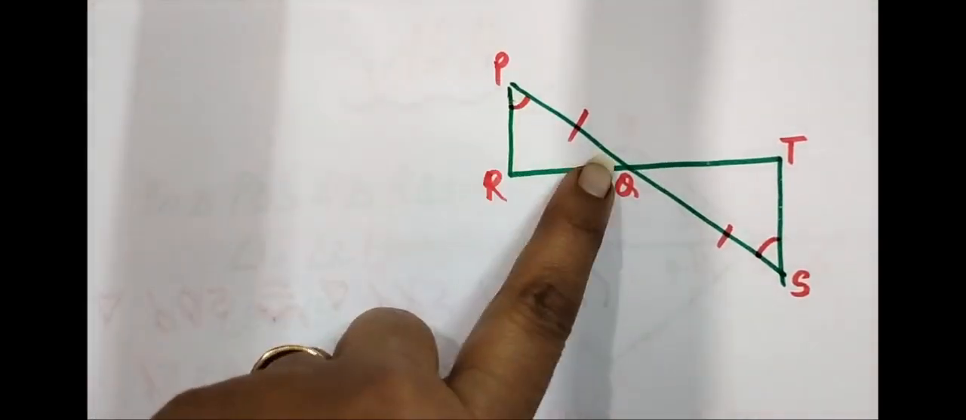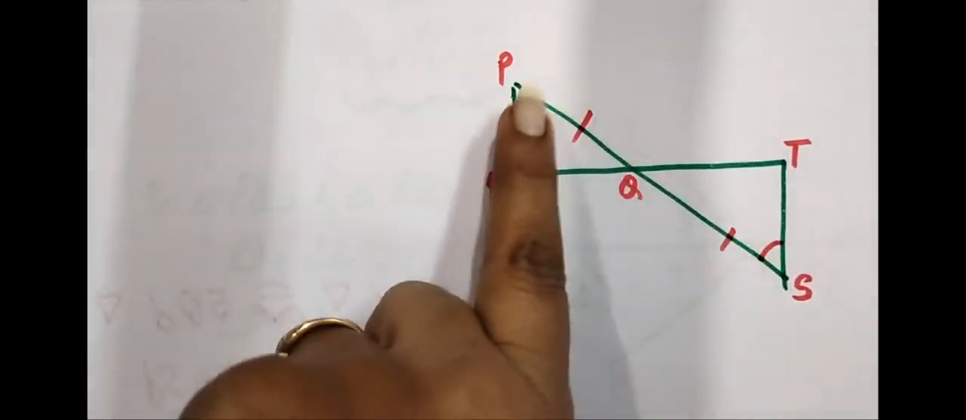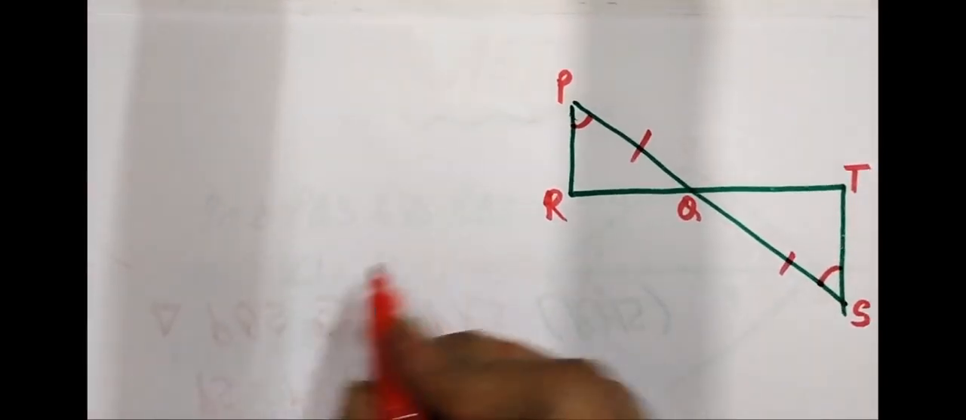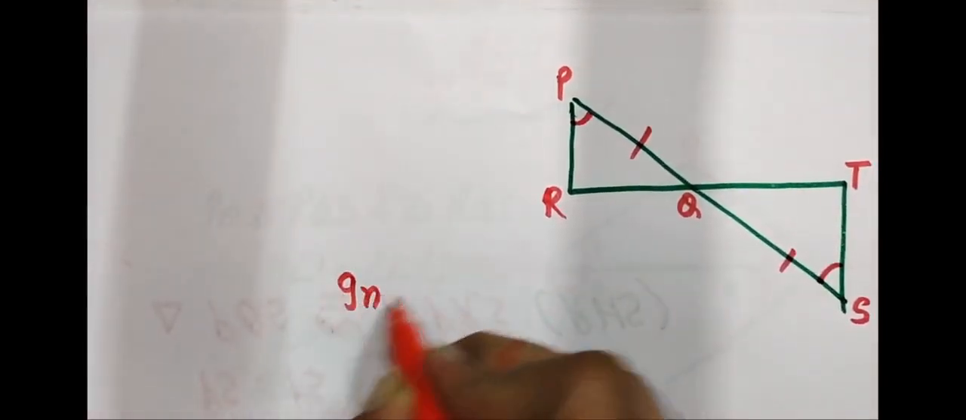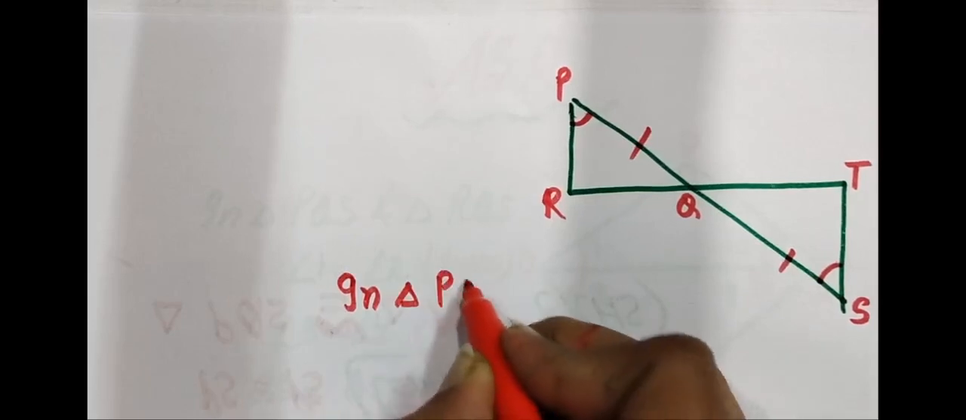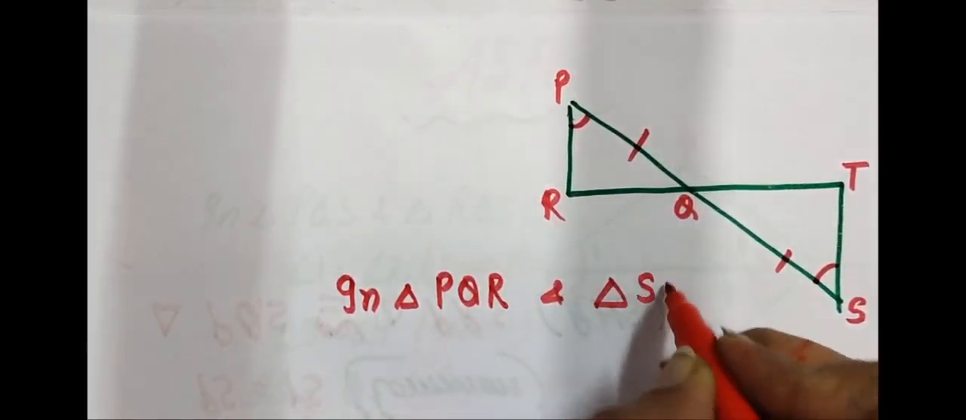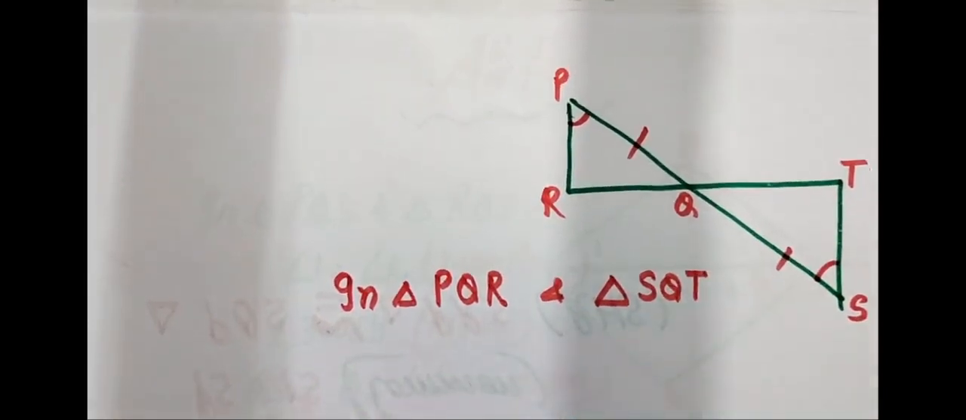According to the diagram, you can easily identify that PQ is equal to QS and angle P is equal to angle S, according to the labeling or symbols. Now you have to show that these two triangles are congruent. So let's first write down the names of the triangles: in triangle PQR and triangle SQT. I've taken both the triangles.